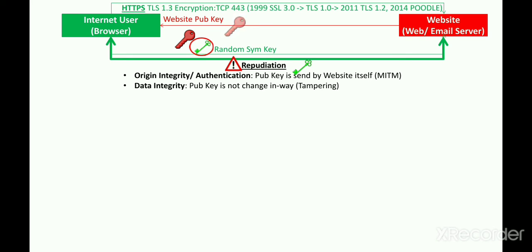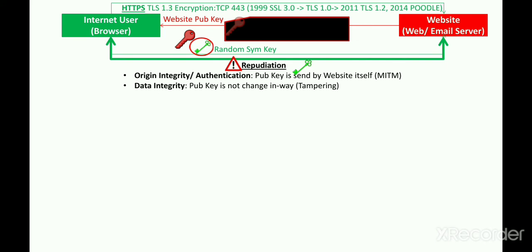Or there is also an issue of data integrity, that the public key may get changed on the way, or it may get tampered with on the way. So to counter these two problems, or the main issue of repudiation, we need non-repudiation.